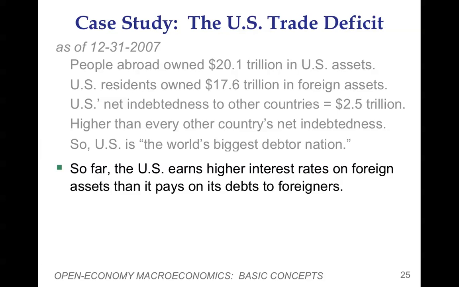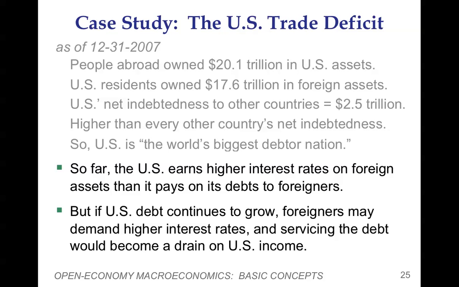And so far, the U.S. earns higher interest rates on foreign assets than it pays on its debts to foreigners. So people are loaning money to the U.S. at favorable interest rates, but that may not continue. And if that doesn't continue, then the foreigners may demand higher interest rates, and servicing the debt will become a drain on U.S. income. So a bigger and bigger slice of U.S. income and resources will have to go to paying off the people whom we owe. And I think this is going to conclude the third section.